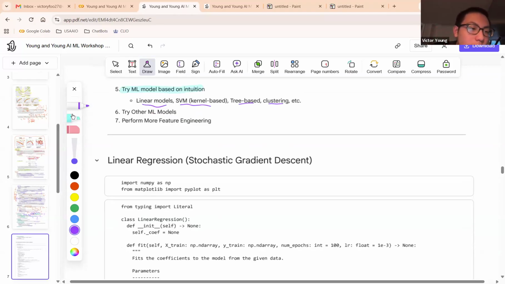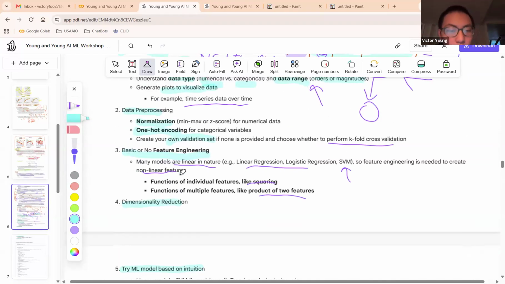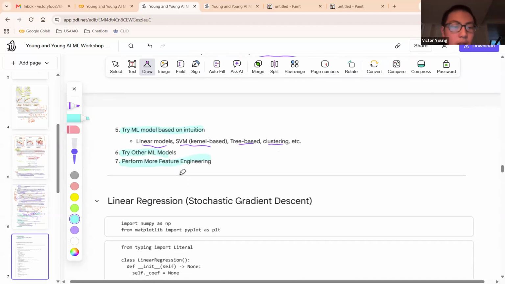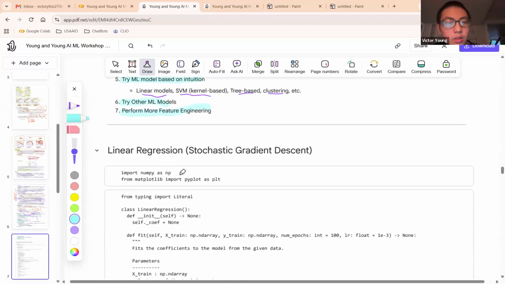After you try machine learning models, you definitely should try other ones because we do not know which ones are the best. And then after that, you should perform more feature engineering and iteratively scale up and improve your F1 score or MSE. Okay, so that is it for other machine learning methods.